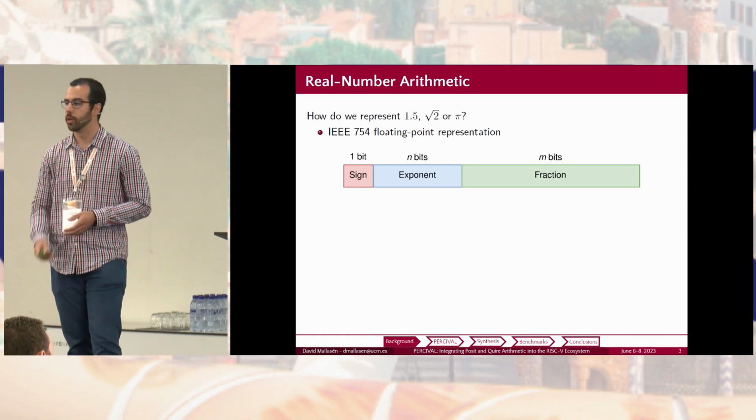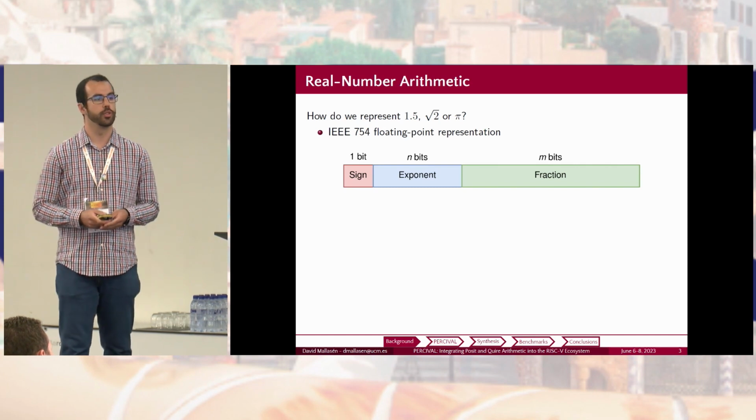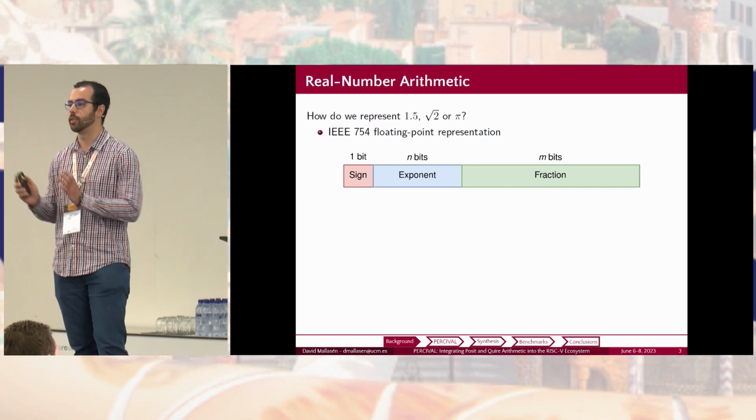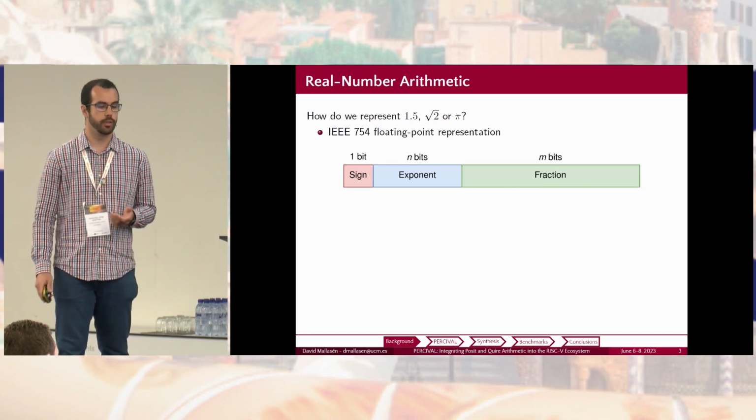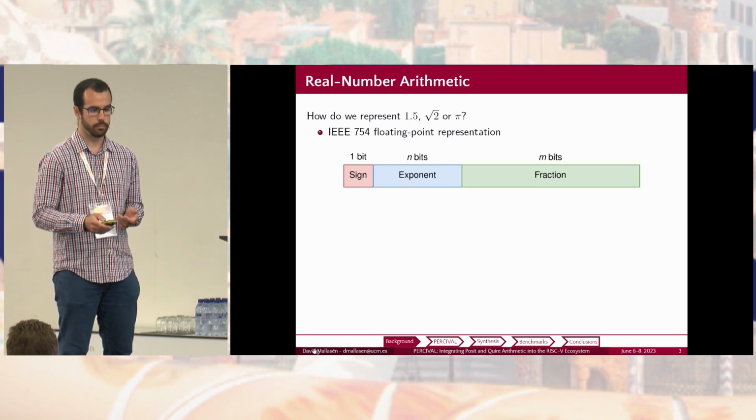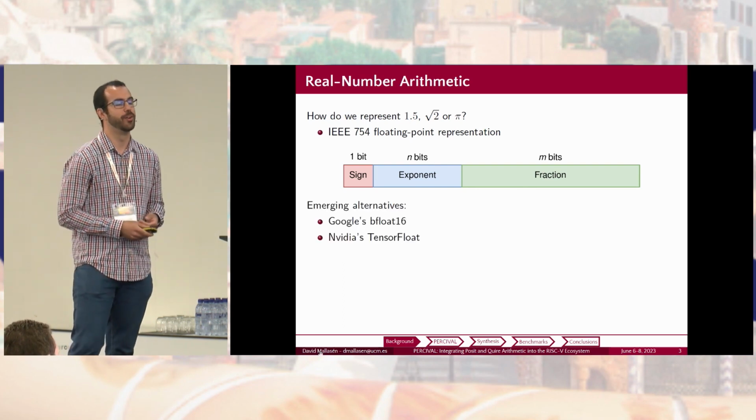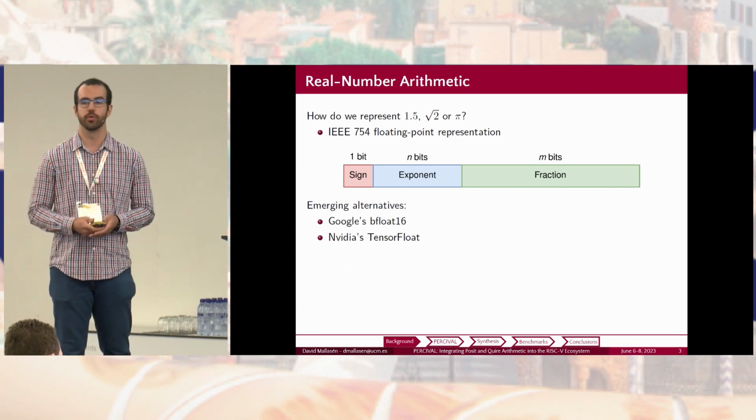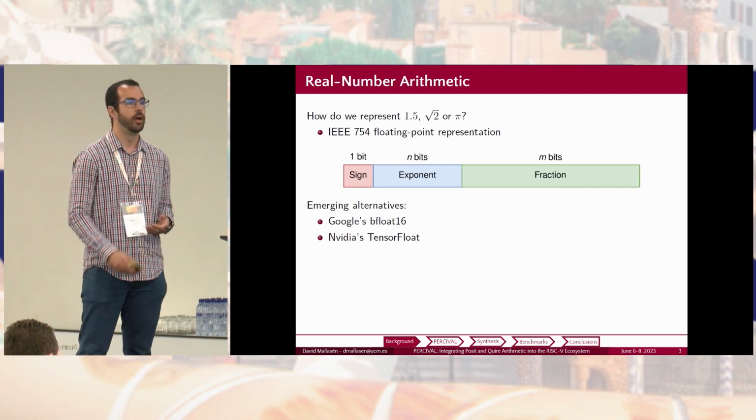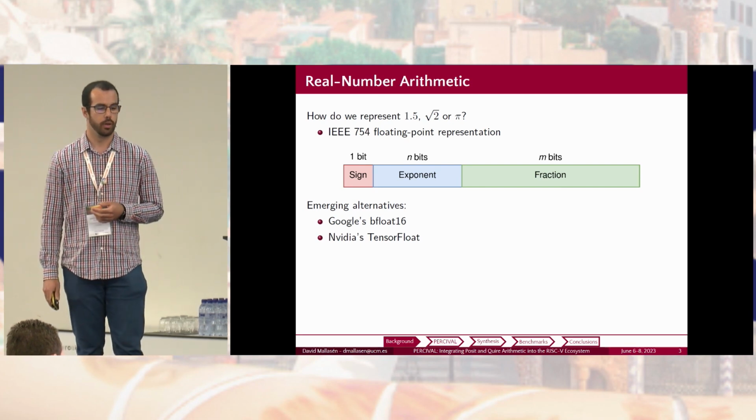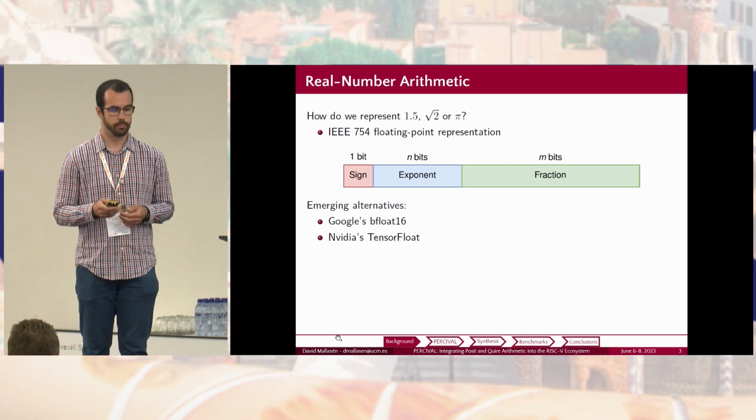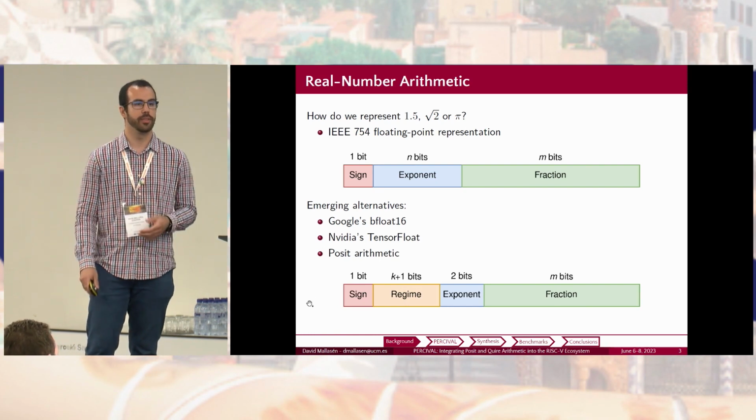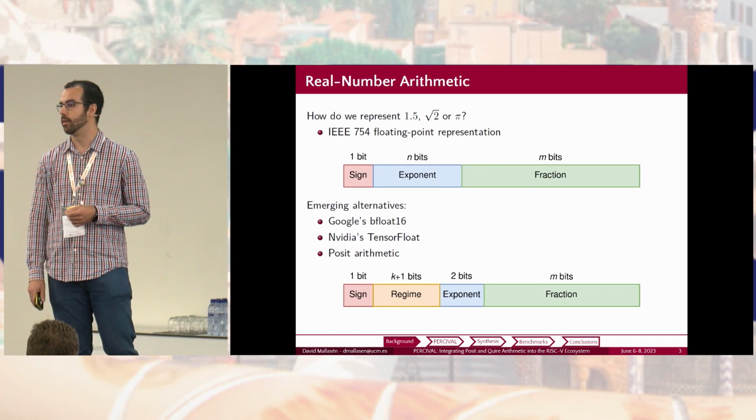The most widespread way is using IEEE 754 floating point representation, which is composed of a sign bit and then a fixed number of exponent and fraction bits. However, in recent years, there have been some emerging alternatives. You may have heard of Google's bfloat16 or NVIDIA's TensorFloat, which are mainly focused on the AI domain. However, there are also some newer representations. For example, Posit Arithmetic, which is the one that we have used in our work.